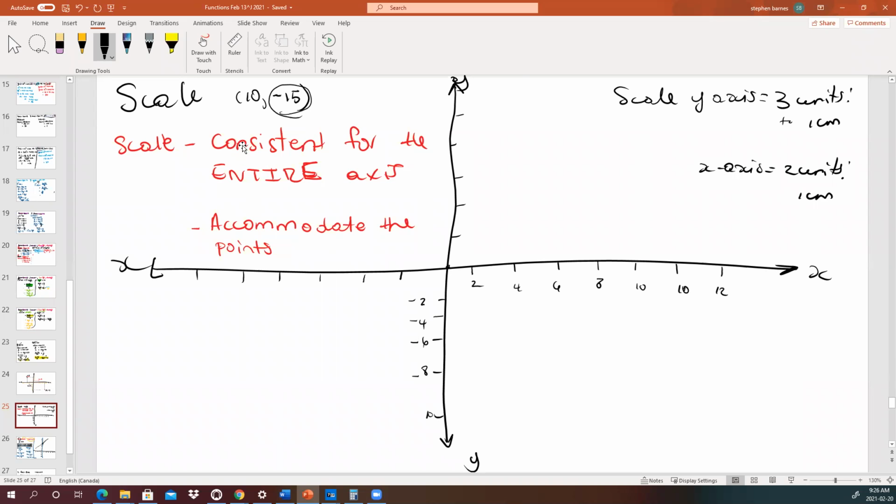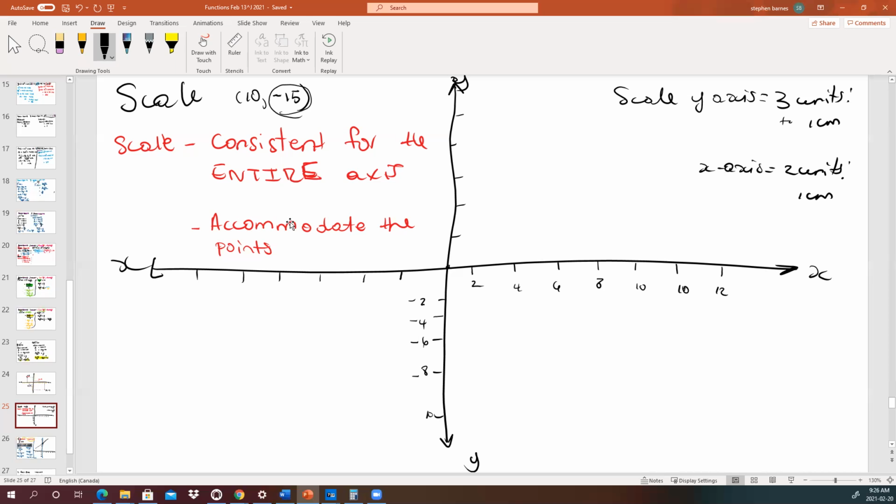One is that your scale must be consistent for the entire axis. So if you're using a particular scale for the y-axis, you use it for the entire y-axis, and not just the positive portion or the negative portion of the y-axis. And the whole point of changing up the scale is so that you can accommodate the points that you would have gotten when you did your little table.